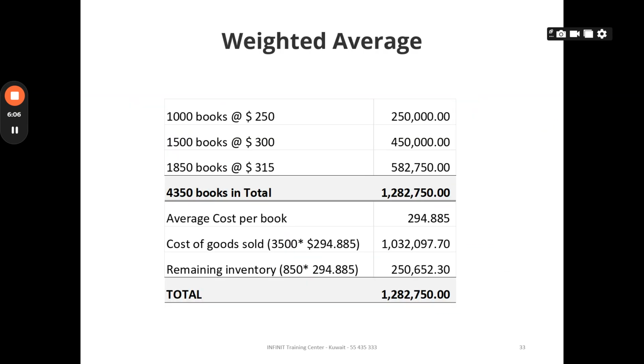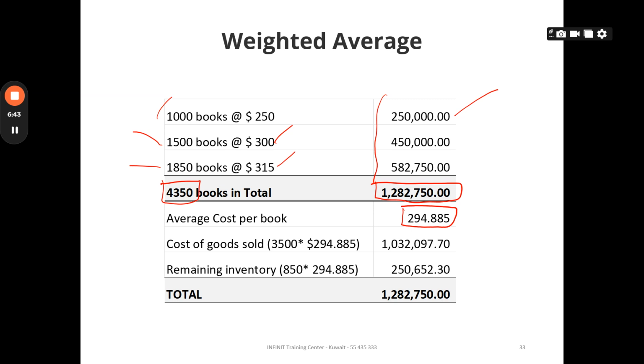Now when it comes to weighted average, we will not consider the cost by purchase. We will just add all the cost. First it is 1000 units at $250, then 1500 units at $300, then 1850 at $315, and these are the total cost. And this total cost divided by 4350 units or 4350 books, we will get an average of 294.885 for each book.